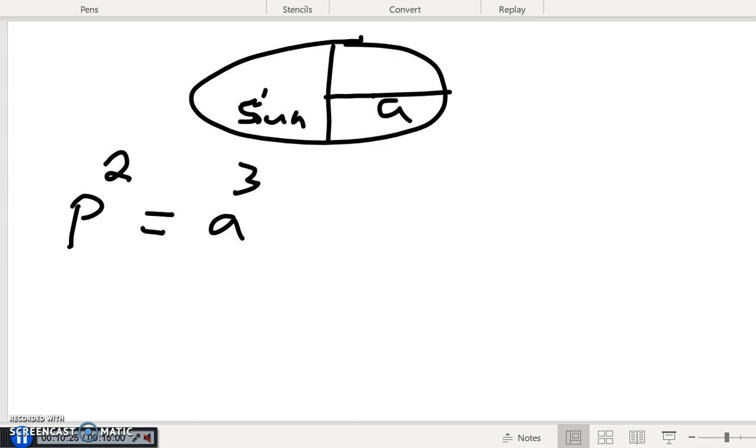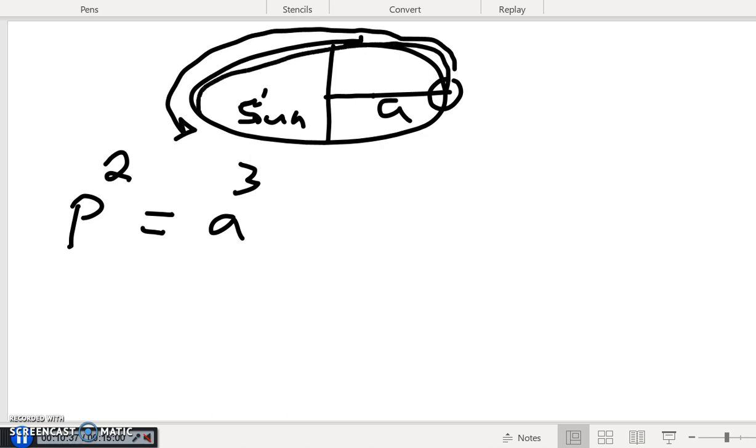Now, what is the orbital period? The orbital period is the total time it takes to complete one orbit. So if my planet is here and it's orbiting around the sun this way, then the period is just the time it takes to complete one full orbit, right? What Kepler's third law is saying is that the period squared must equal the semi-major axis cubed.